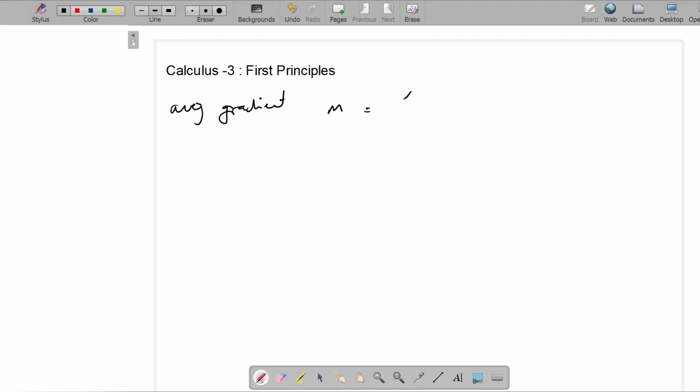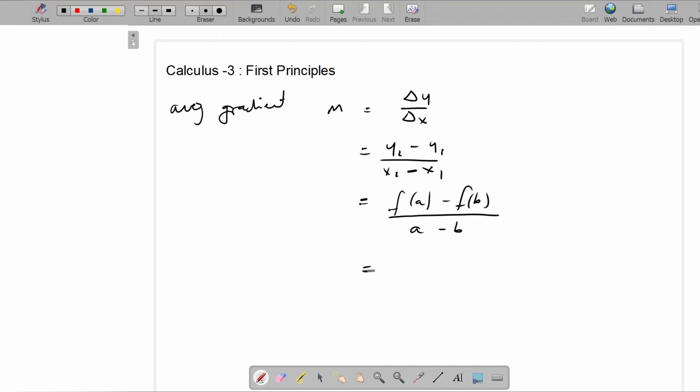For average gradient, from being the change in y over the change in x, which was y2 minus y1 over x2 minus x1, to being f of a minus f of b over a minus b, importantly, to now being f of a plus h minus f of a over h. And the key here again was that this was no longer two terms. Here we had two terms in the denominator. Here we had two terms in the denominator. But now we had a monomial in the denominator.